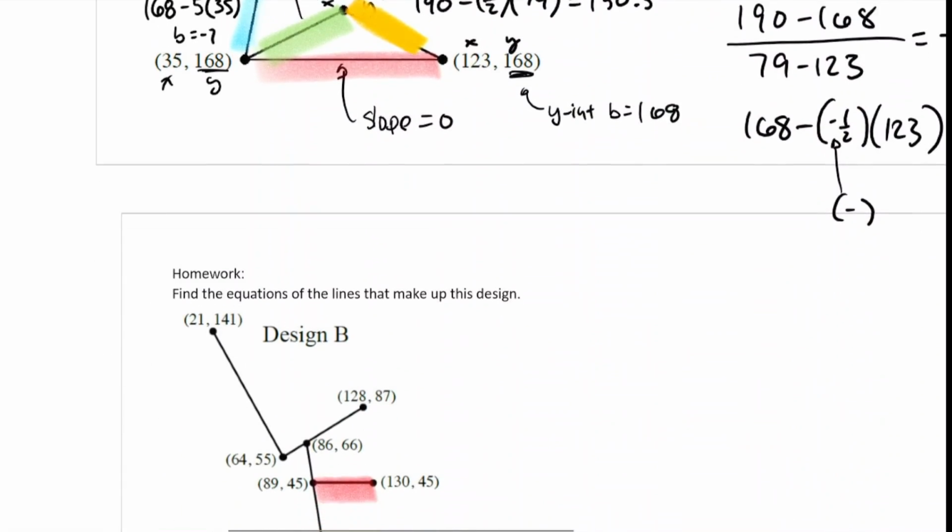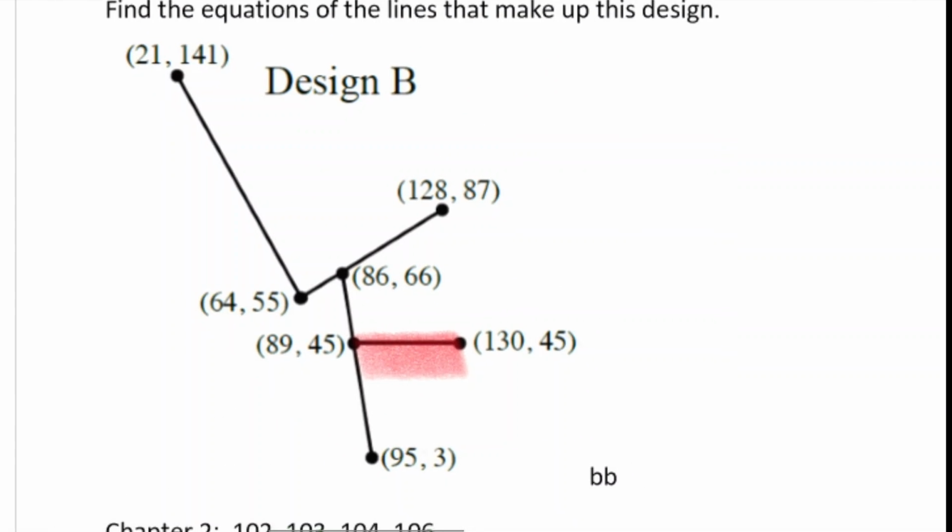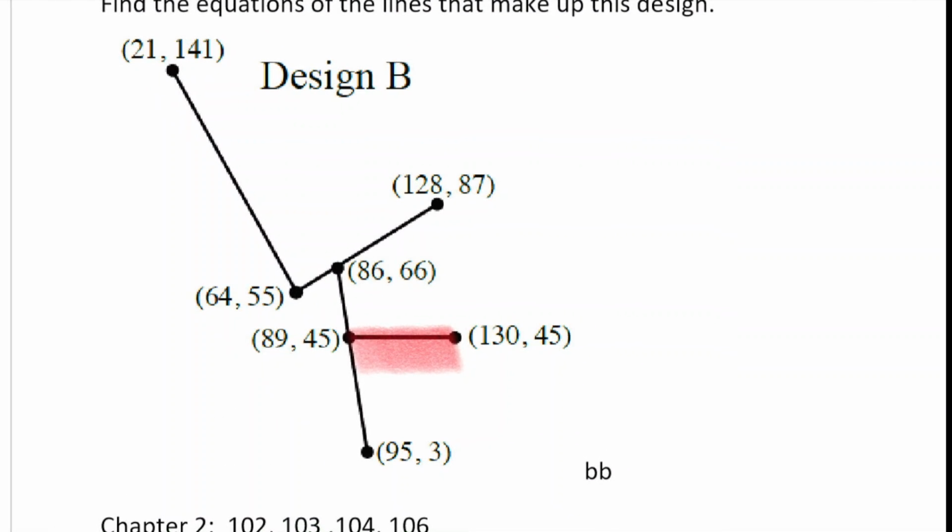So what I want to do is take a look at one of the problems that's part of tonight's homework. It's this problem. And in class today, we said, this little segment that I've highlighted in red is a pretty easy segment because you can see as it goes from left to right, my y values aren't changing at all, right? Y is 45 when x is 89, and y is still 45 when x is 130. So there's no growth at all, which tells me that the slope of this line has to equal 0. So the slope is 0.